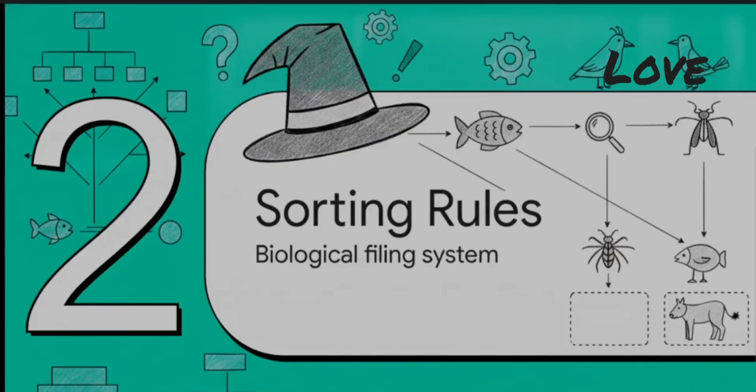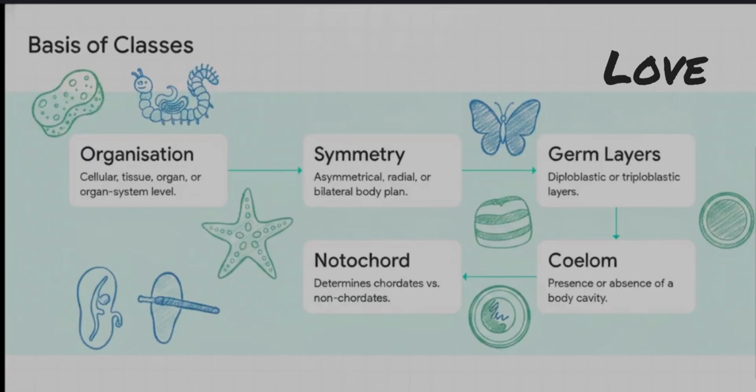Moving right along to Section 2, Nature's Sorting Rules, the Biological Filing System. Biologists use 5 main criteria to organize this immense diversity of life. First up, the level of organization. Are we dealing with a loose collection of cells or highly complex organ systems? Second is symmetry. Is the body layout asymmetrical, radial, or bilateral? Third, we look at the germ layers that form during early development. Fourth is the coelom, which is the body cavity. And finally, number 5, the notochord, a flexible structural rod that actually acts as a massive dividing line in the animal kingdom.